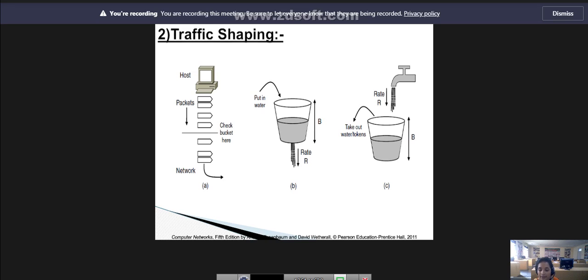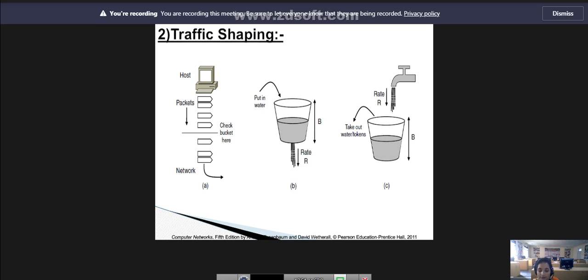The same idea is applied to packets. The host is connected to the network by an interface containing the leaky bucket, that is, a finite internal queue. If a packet arrives at the queue when it is full, the packet is discarded. The packet is allowed to go out, one packet per clock tick, to the network. So this is called the leaky bucket algorithm.